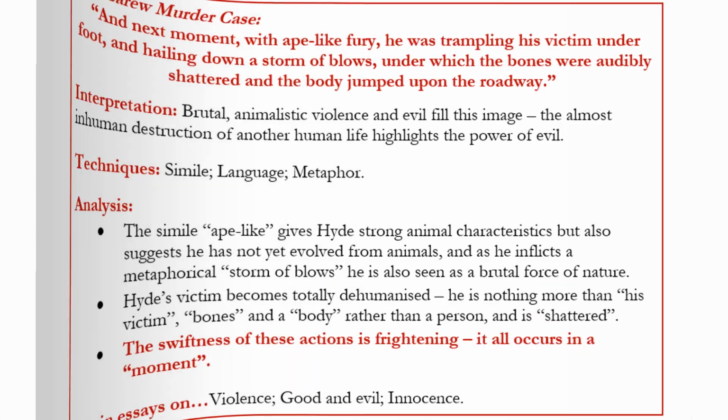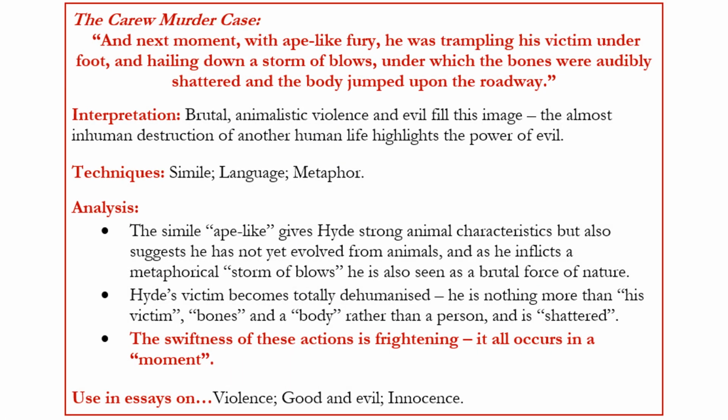Furthermore, the swiftness of these actions is frightening. It all occurs in a moment. A common trait between so many of the characters, Utterson, Enfield, Lanyon, Jekyll, is their rationality and intellect. Despite Jekyll's "unscientific balderdash", all 4 men are scientific and methodical in their approaches to life, and this is the basis of a civilised society.